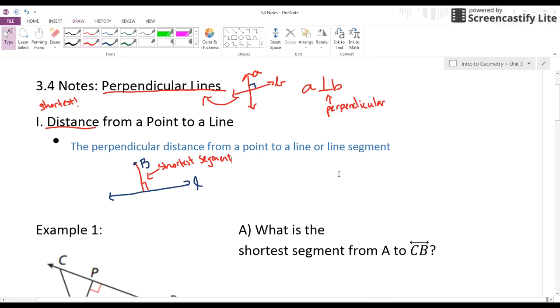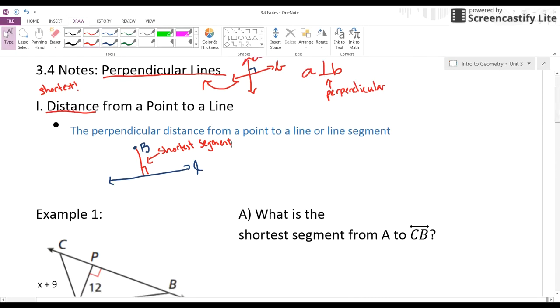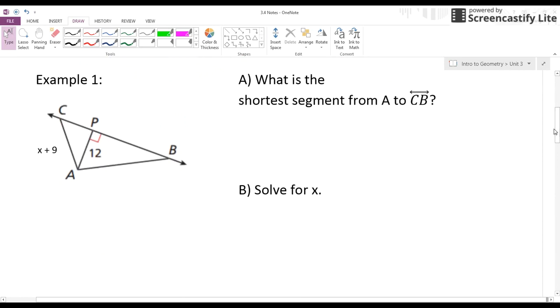Okay, let's take a look at example 1. There are two questions here. A, what is the shortest segment from A to line CB? Here all I'm asking you to do is name it. If you take a look at the diagram, you might think, how do I know what's the shortest segment? Remember, when you're saying shortest segment, you should automatically be thinking perpendicular segment. Sorry, this should say segment. Let me make that a little clearer.